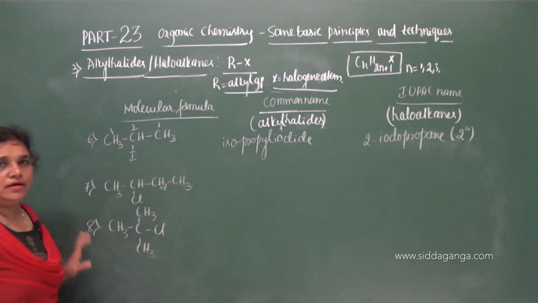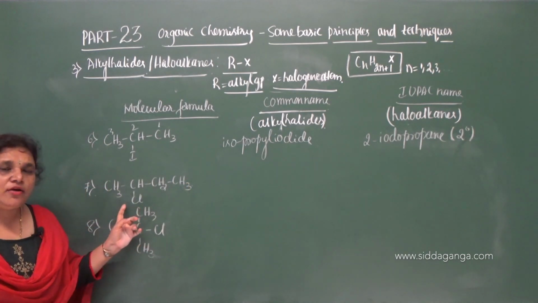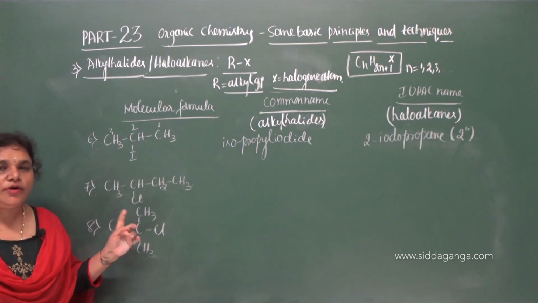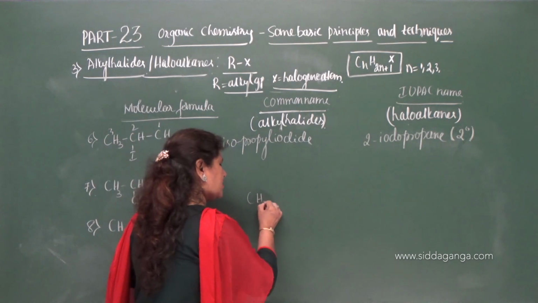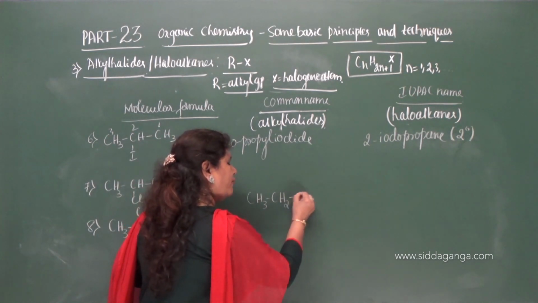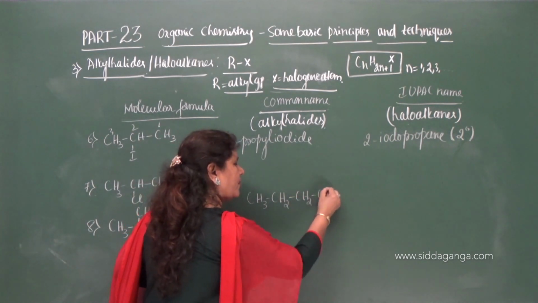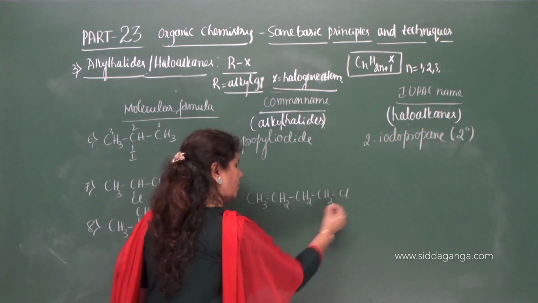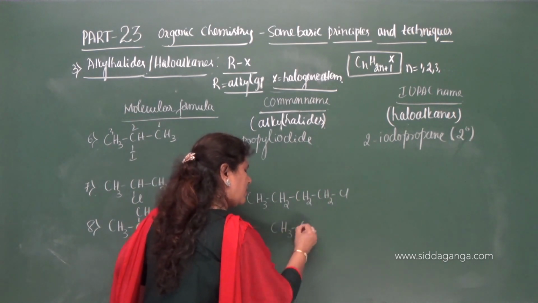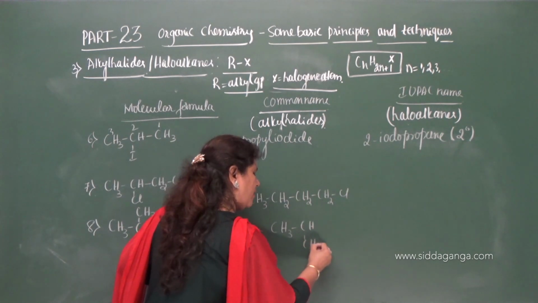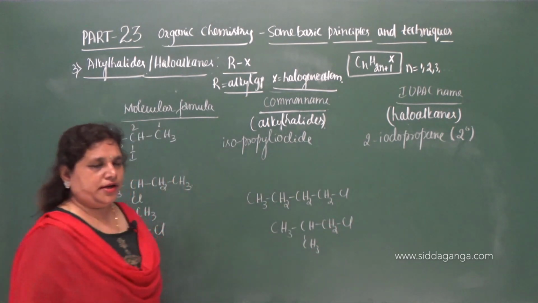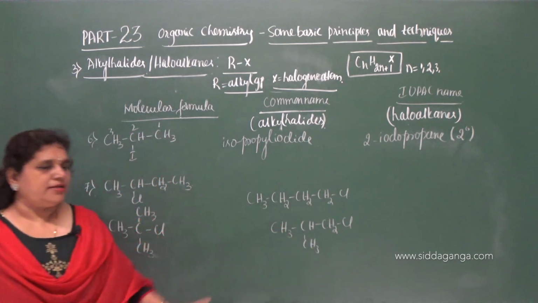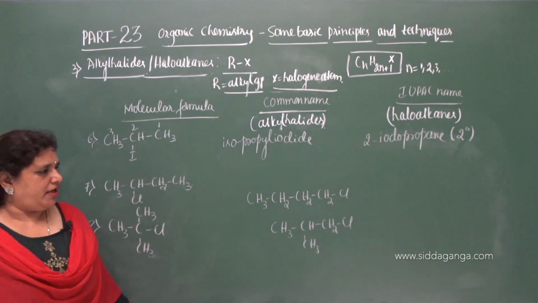What about this? N-butyl chloride we have seen, and isobutyl chloride we have seen. See here, this is N-butyl chloride, the fourth example I have given. And what about this? Isobutyl chloride. So this is isobutyl chloride, correct? So this is N-butyl and this is isobutyl chloride I have given.